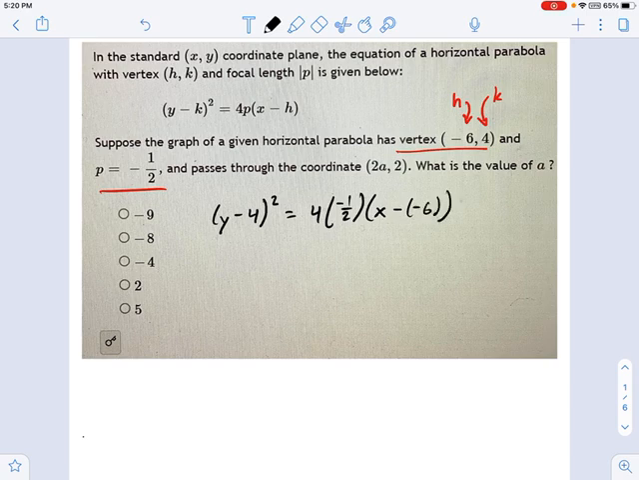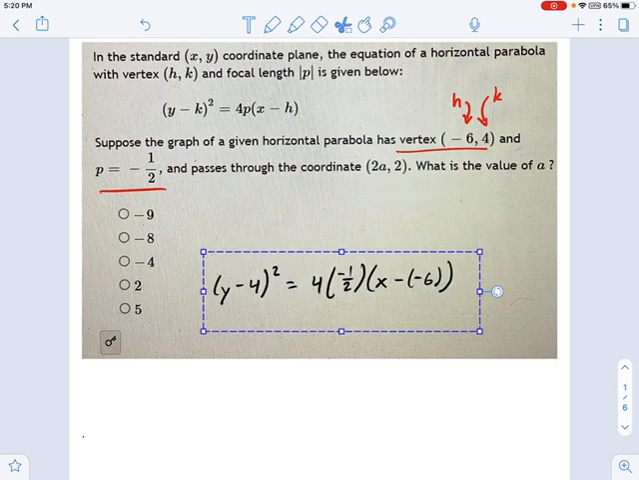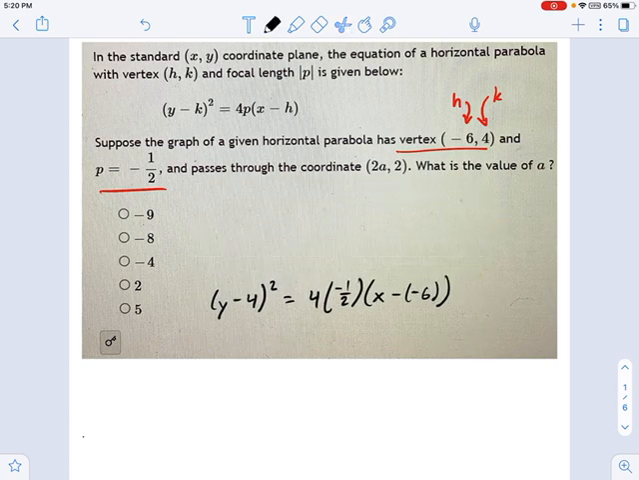All right, so here's my new equation. And if you notice, what are the variables now? Well, it's just x and y. That's it. So now take a look at what we're told here. This is interesting. It says it passes through the coordinate 2a, comma 2. Well, what does that mean? Remember, this is an xy coordinate plane. So that is x, 2a is x, and 2 is y. So plug those into your equation. And let's see what we get.